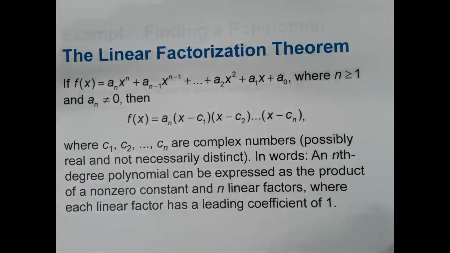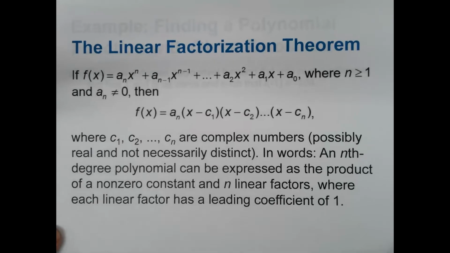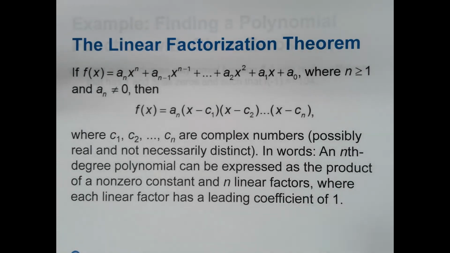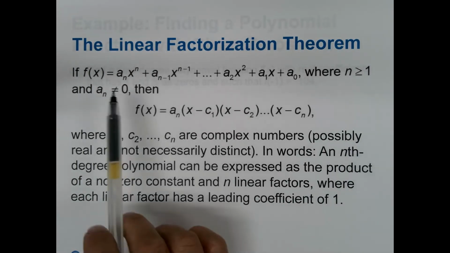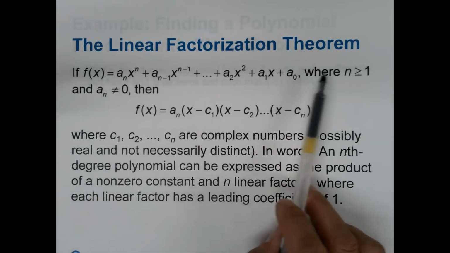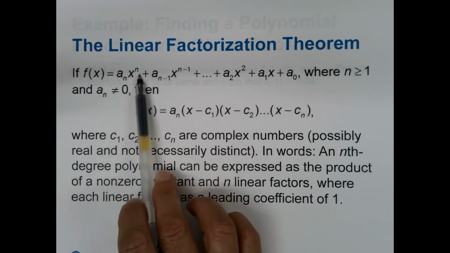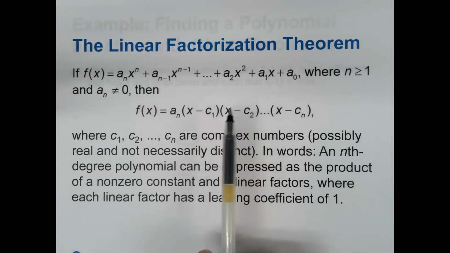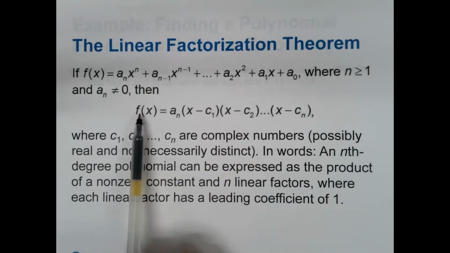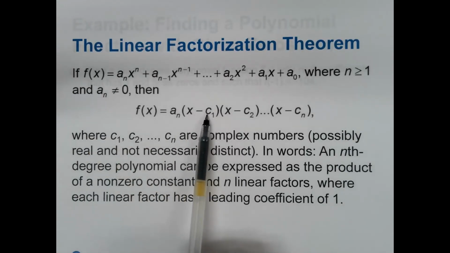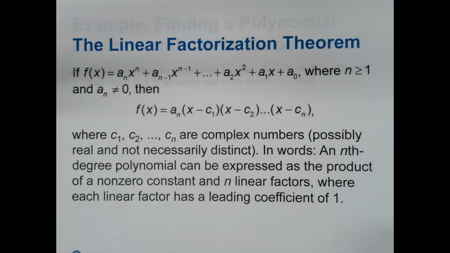And then that takes us to the linear factorization theorem, and Jaron set us up perfectly for this. It says if you have a polynomial where n is greater than or equal to 1 and a sub n is not 0, so you've not zeroed out the nth term, then the function can factor into n linear factors of x minus c's. So again, remember that when we factor it, the minus sign is in the formula.